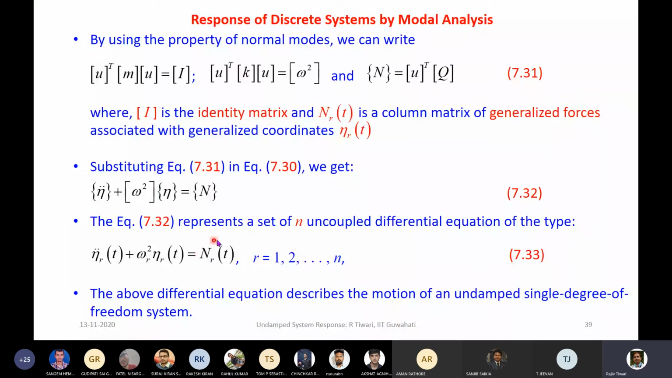So now you can see this generalized force, which is an imaginary force acting on that particular single degree of freedom system for the rth mode. This is the imaginary generalized force, and we already expressed it in terms of the actual force like this using the modal matrix. If the force is of general nature, we can solve this using the Duhamel integral. Very first chapter we have been doing this.